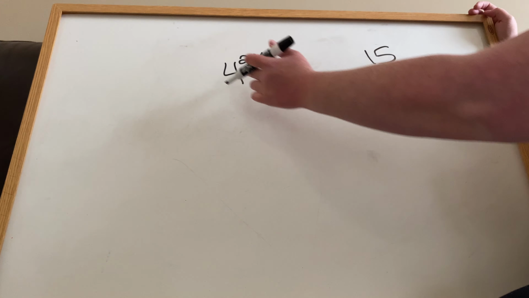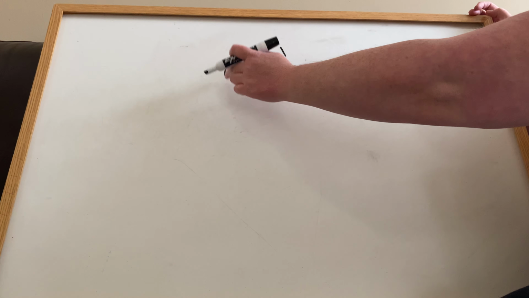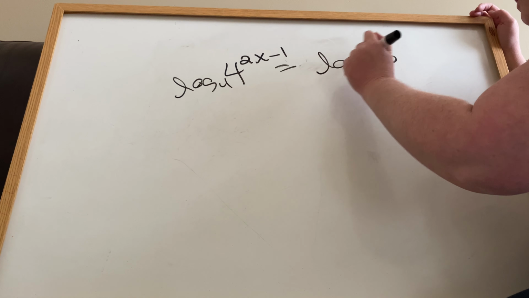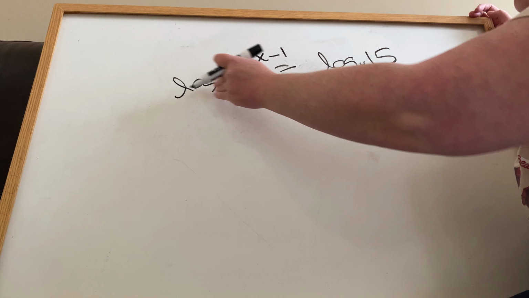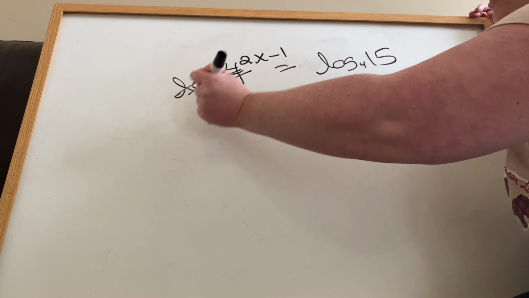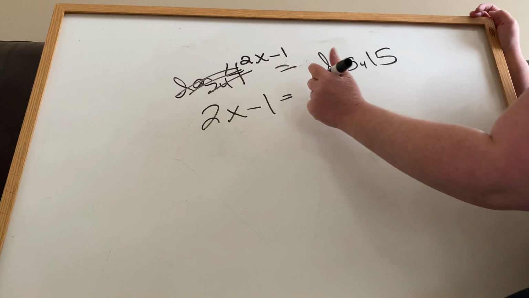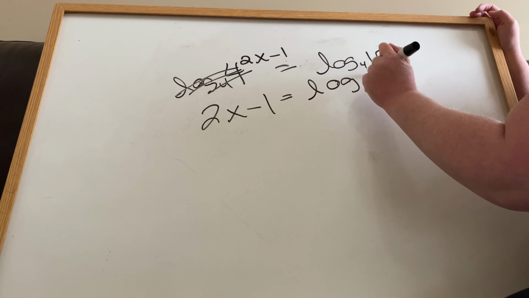And again, your base needs to be 4, because 4. So you're going to do log base 4 of both sides. So on this side, the log base 4 of 4 will cross out, and you're left with 2x minus 1. This side, you change nothing, and you just recopy it down.